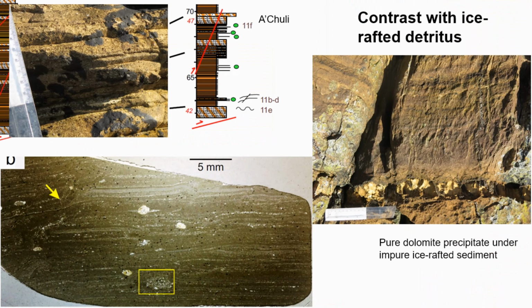We can contrast this with the distinct ice-rafted horizons shown by the green blobs next to the log. Here is mostly terrigenous sedimentation, as we saw in yesterday's talk, but the photograph on the right shows a distinct pure layer of dolomite precipitate near the base.